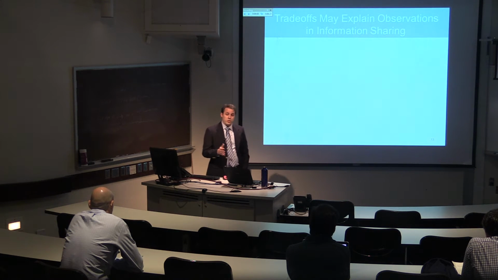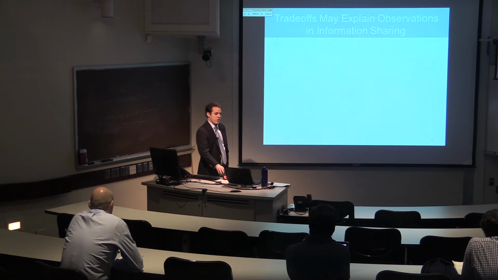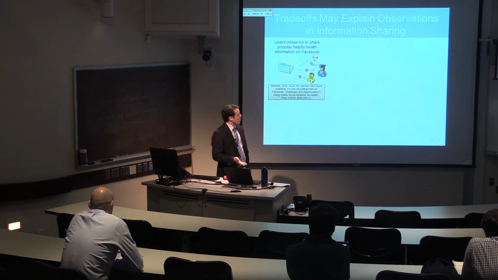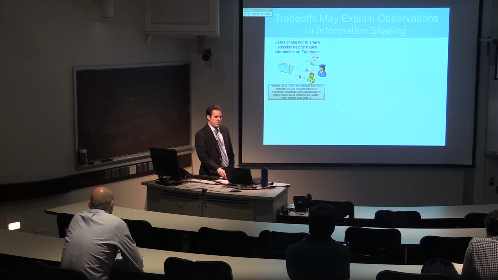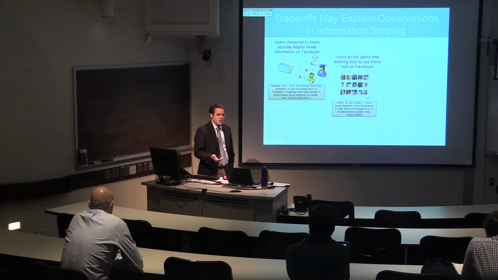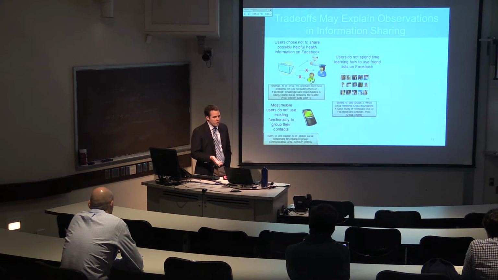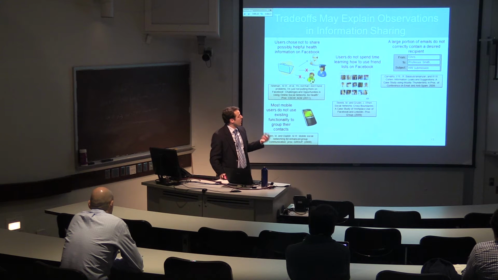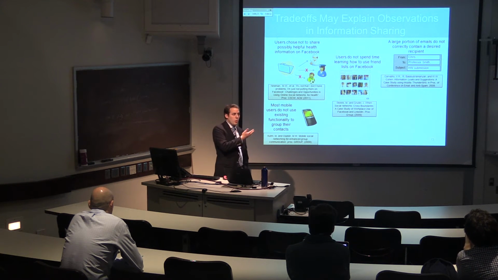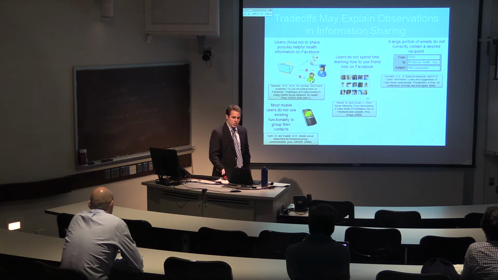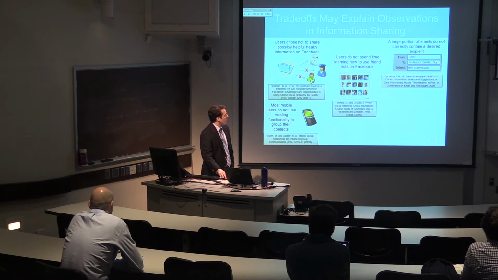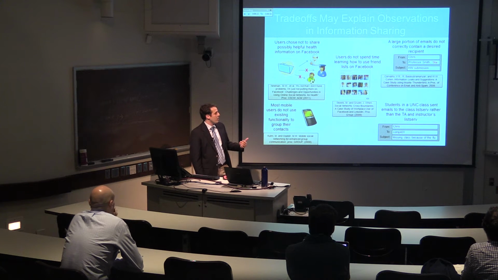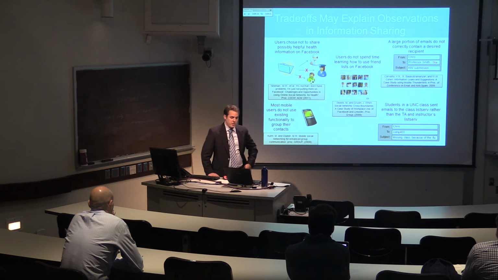These trade-offs may also explain certain observations in information sharing. For example, users chose not to share possibly helpful health information on Facebook. Users do not spend time learning how to use friend lists on Facebook. Most mobile users do not use existing functionality to group their contacts. Past work has observed that a large portion of emails do not correctly contain a desired recipient. For example, a homework submission may be only sent to a professor when it should also include the TAs. And students in a UNC class sent emails to the class listserv rather than the TA and instructors listserv.